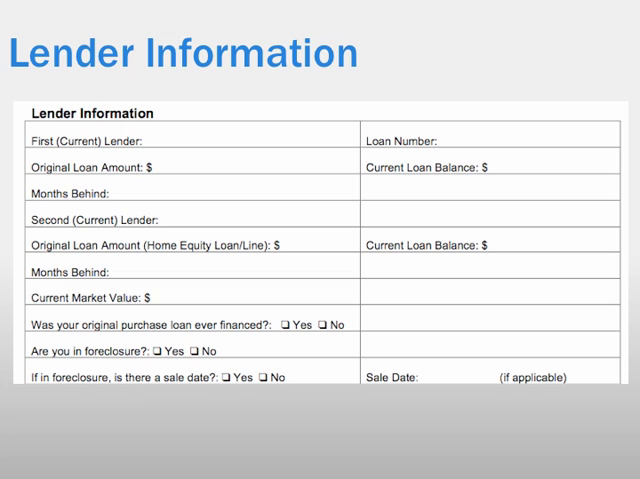ZILLOW.com. Then we want to know was the original purchase loan, or if it was ever financed, was it ever financed? Was the original purchase loan ever financed? Which means, was it refinanced? Okay, that's what people want to know. That's how the auditor typed in the question, so that's how you're going to get it. Was the original purchase loan ever financed? Which means was it refinanced?